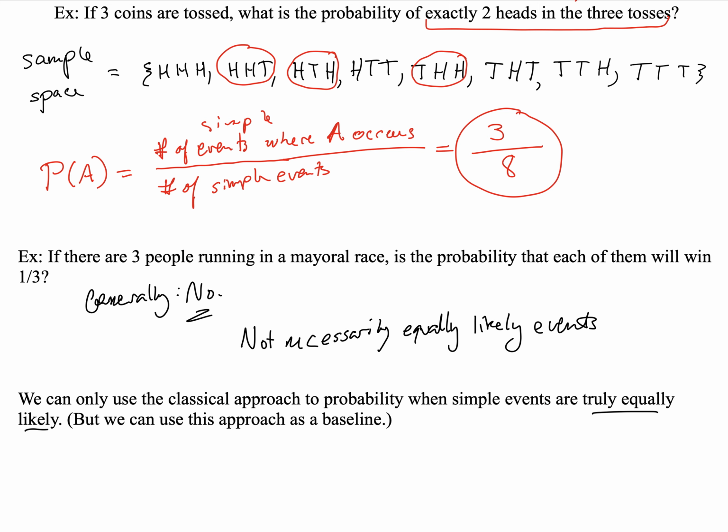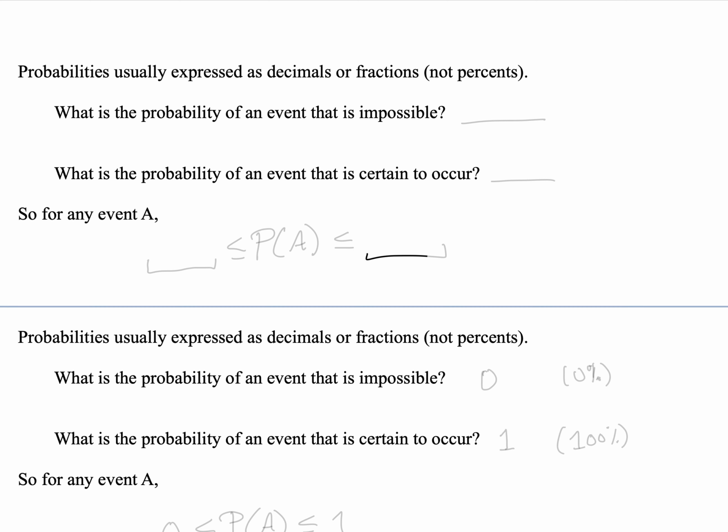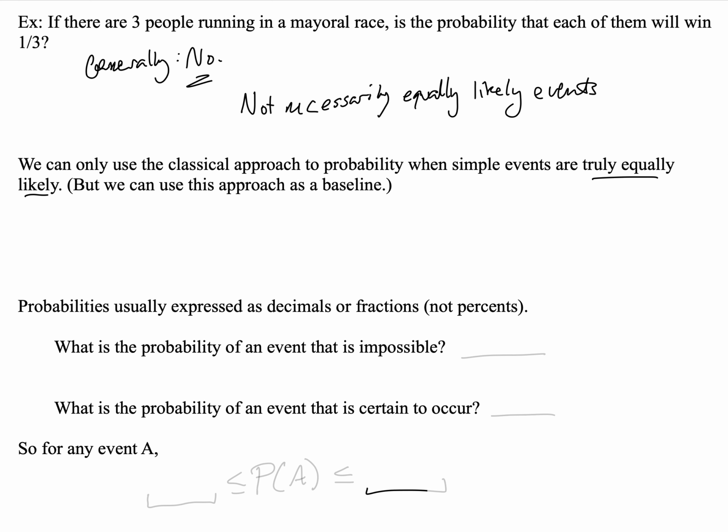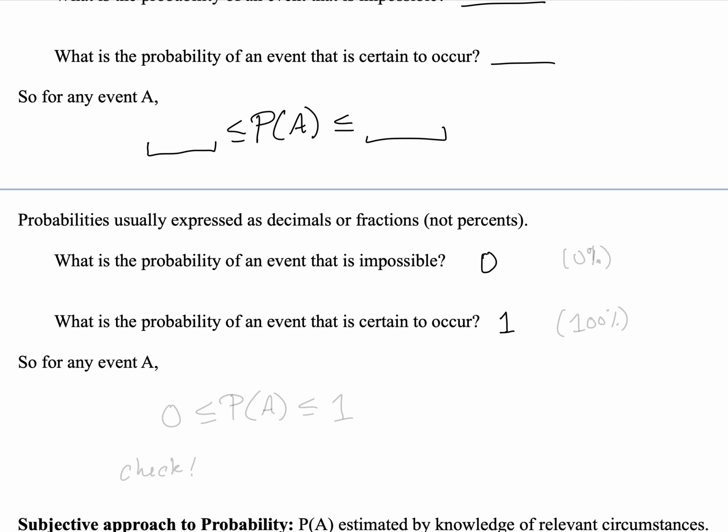Probabilities are usually expressed as decimals or fractions, not as percents. So I'd like you to think for a moment, what is the probability of an event that is impossible, and what is the probability of an event that is certain to occur? And based on that, for any event A, that means the probability of A must be less than or equal to something and greater than or equal to something else. So I would like you to come up with values for each of those blanks, and we'll talk about it in just a second. So the probability of an event that is impossible is 0, and the probability of an event that is certain to occur is 1.